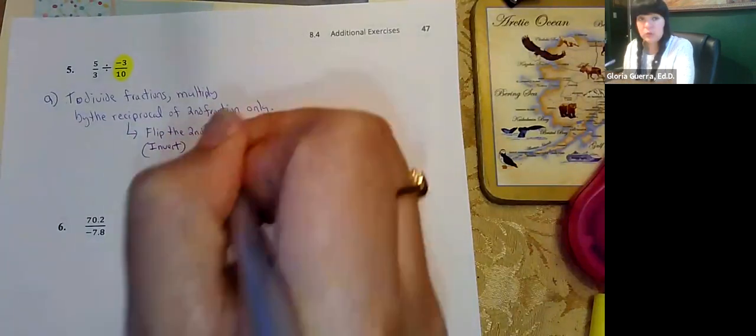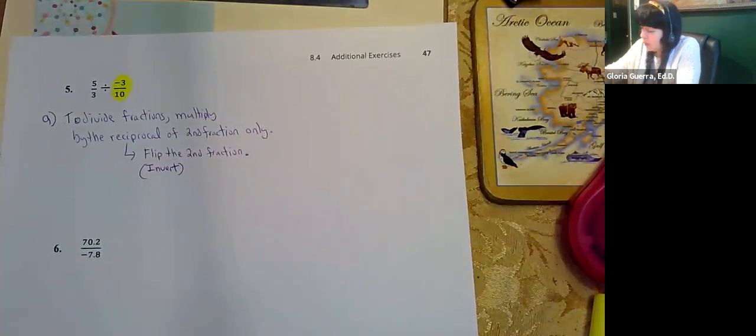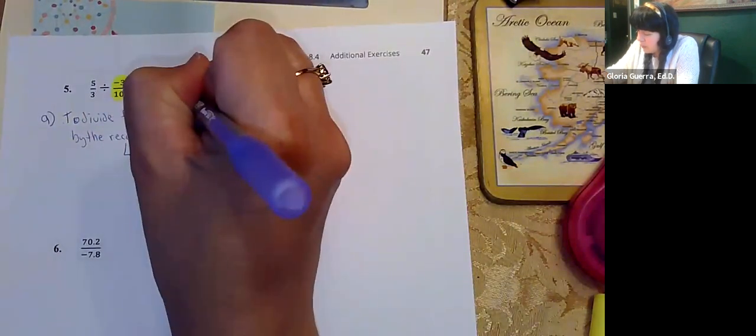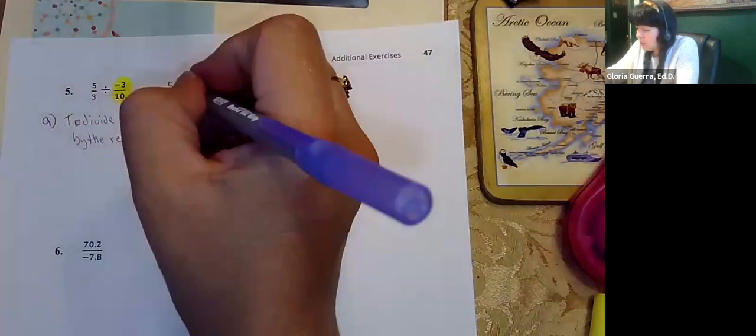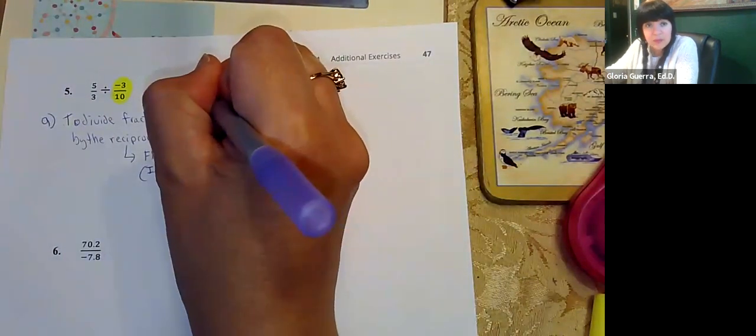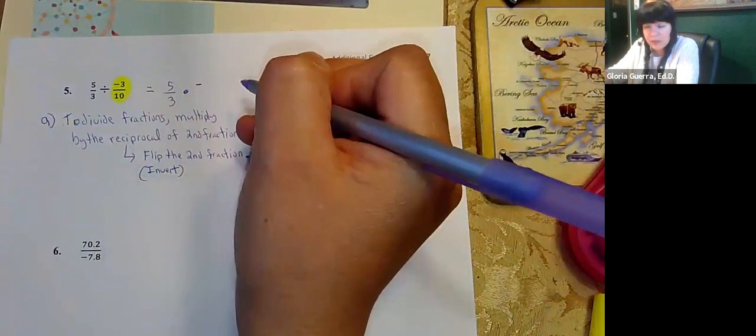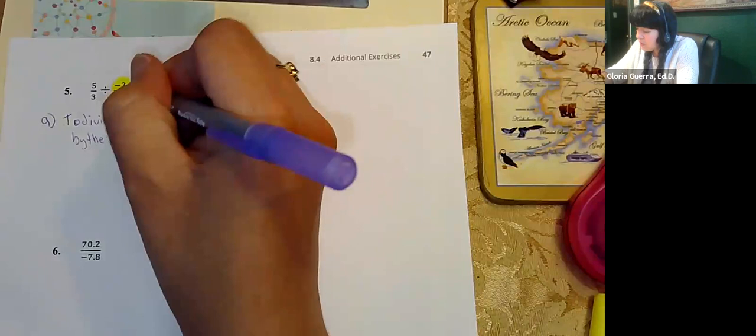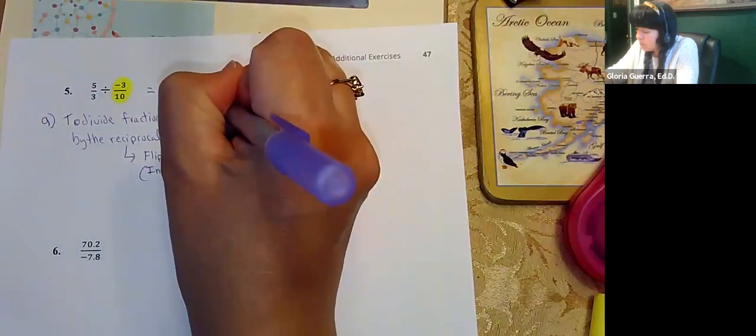Okay. So let me demonstrate that here. So you have 5/3 and then times, you're going to multiply times, and then you're going to flip this. Now, this is still negative. So I'm going to leave the negative here. It's still negative. But then the 3/10, I'm going to flip the 3/10 and make it 10/3.